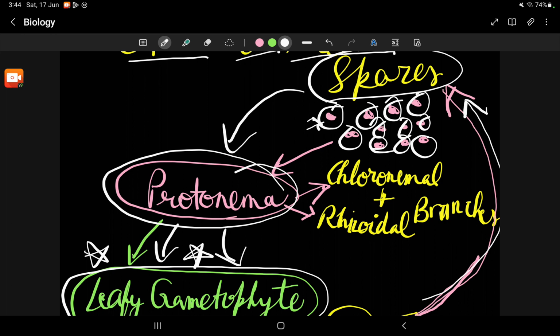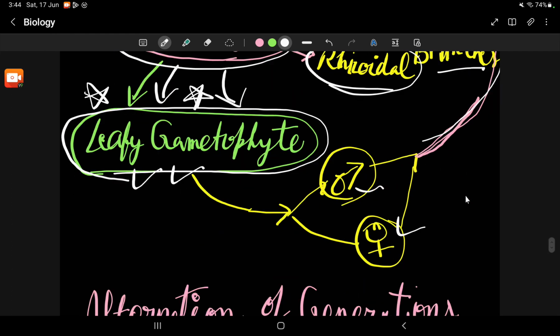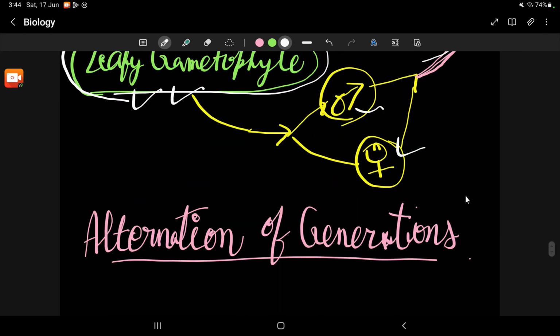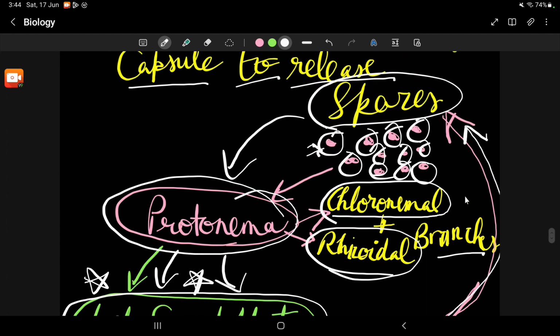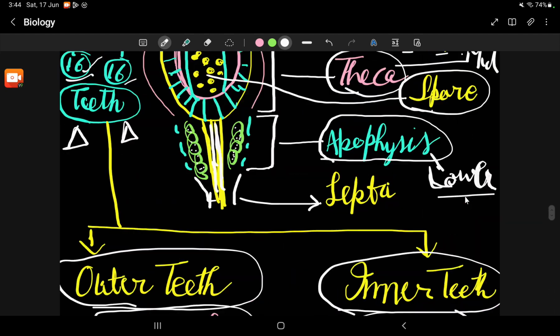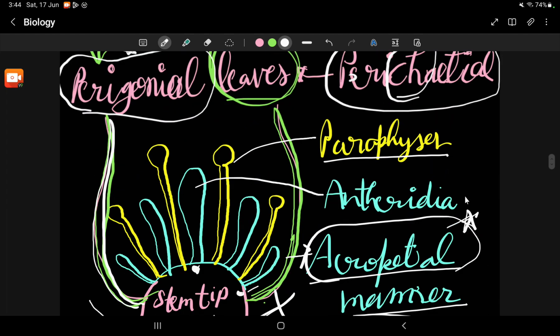Here protonema has two types of branches, chloronemal branches and rhizoidal branches. This is also important and may be asked. This repetition of sporophyte and gametophyte is known as alternation of generation. Very, very important, a very famous question. This is all about Funaria, its structure and its life cycle. Thanks and have a nice day.